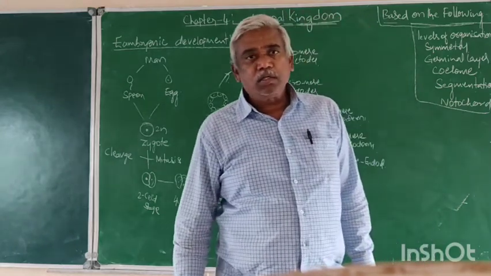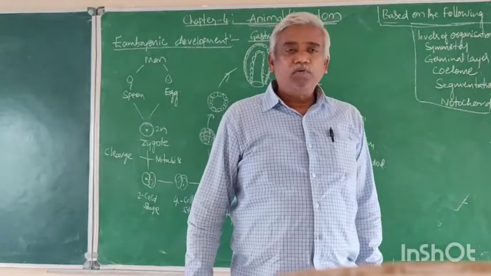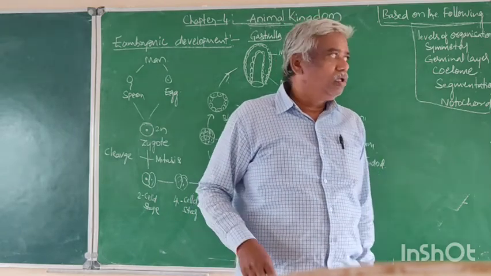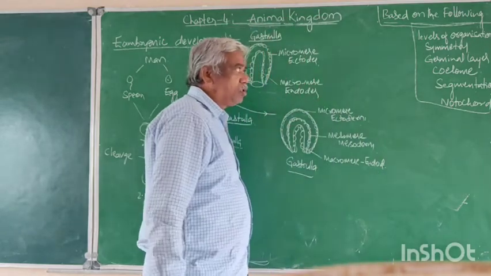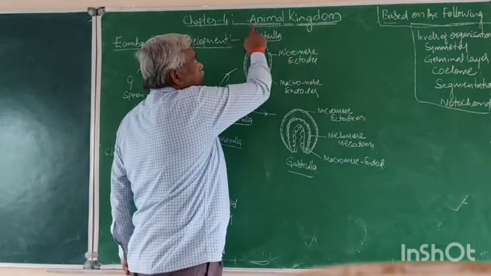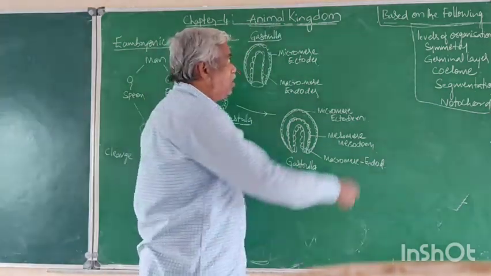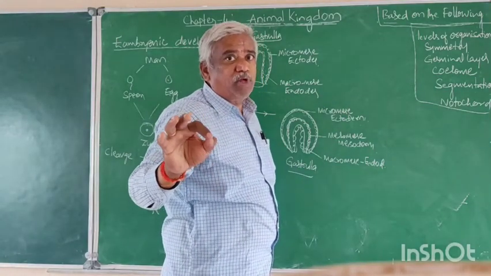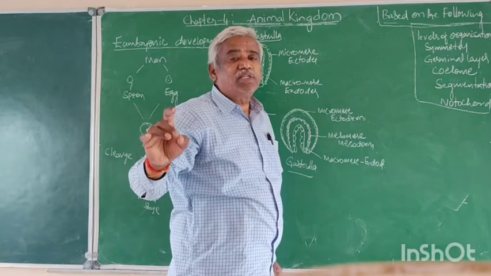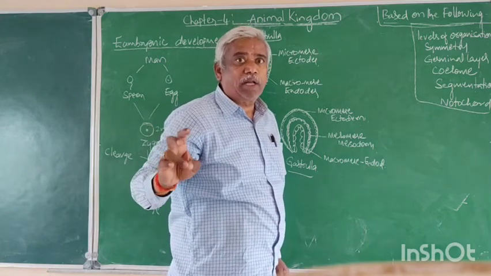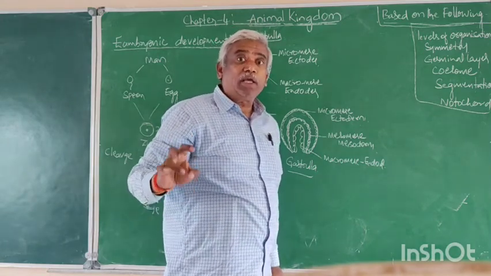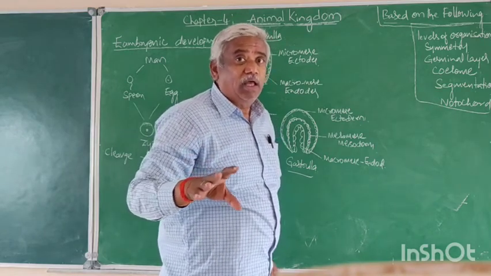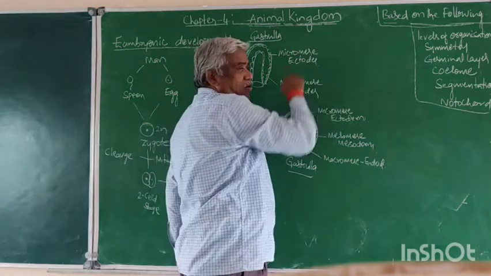Today's topic is the animal kingdom, which is a continuation from yesterday's class. Now come to this animal kingdom. This animal kingdom is classified according to levels into phyla: Porifera, Coelenterata, Ctenophora, Platyhelminthes, Aschelminthes, Annelida, Arthropoda, Mollusca, Echinodermata, Hemichordata, Chordata. These are the 11 phyla present in the animal kingdom.